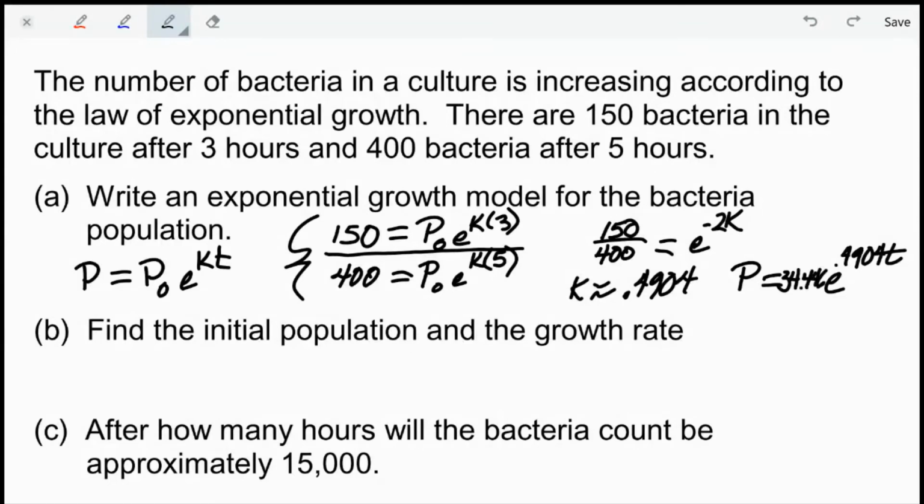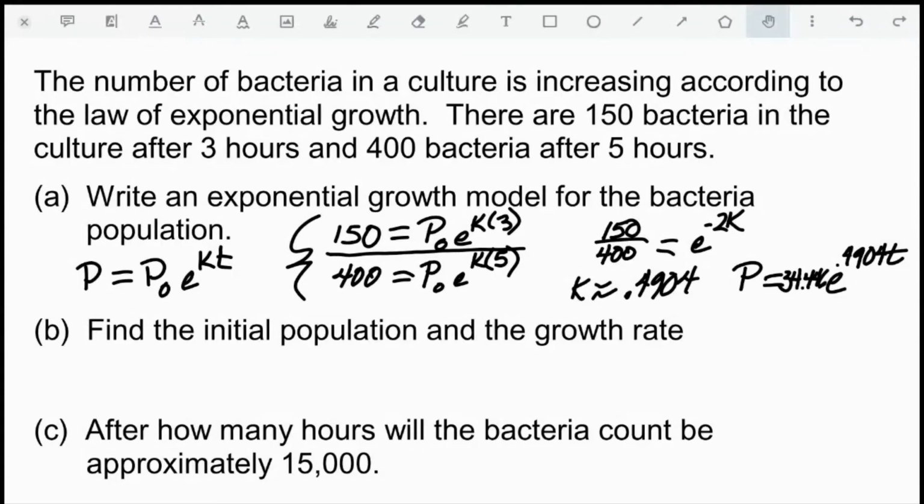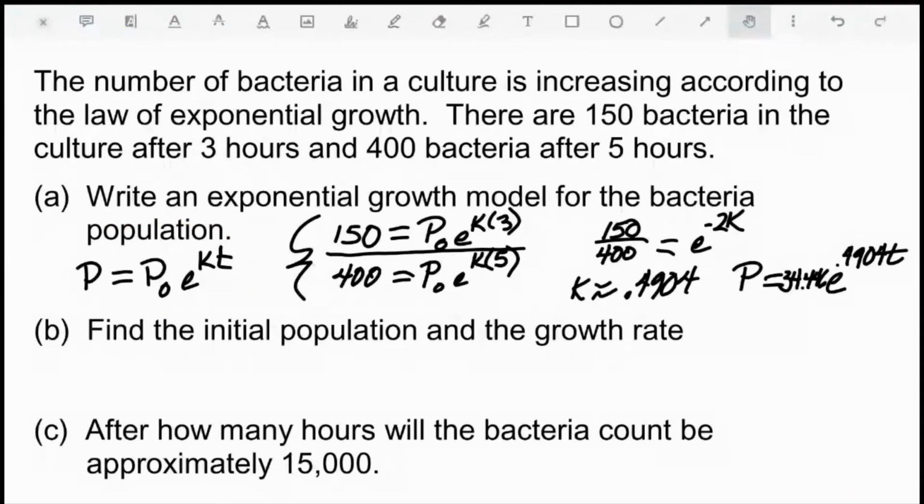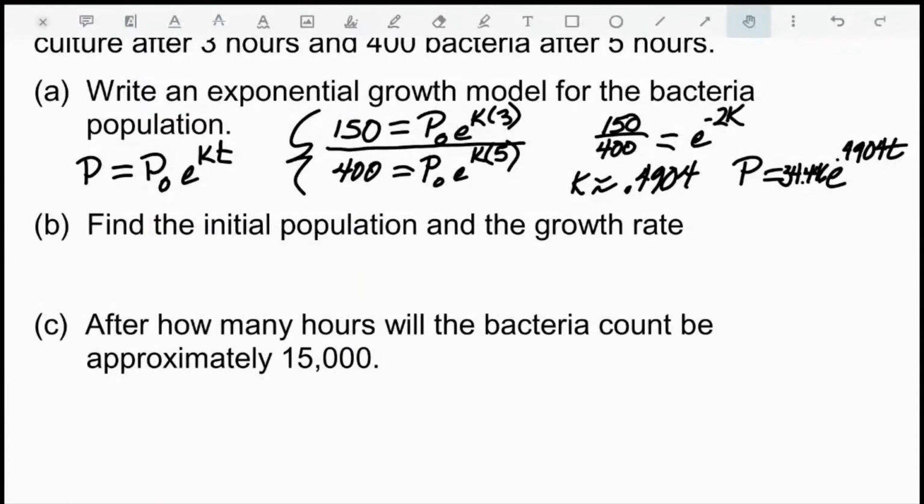Okay, so very, very simple to do. Like I said, it's essentially an algebra problem because once we understood that it was the law of exponential growth, we can go straight to that population model, and we don't have to do any of the calculus to get there. Okay, so part B, it said find the initial population and the growth rate. You can see I already did that in part A.